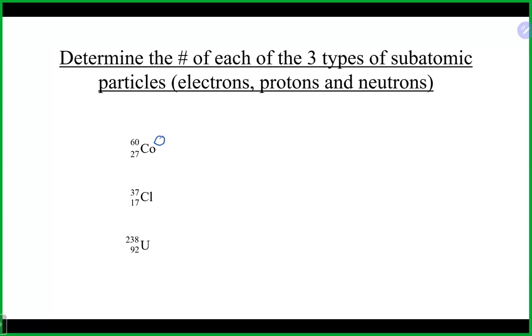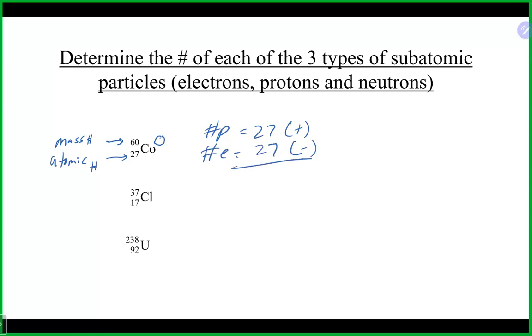So again, remember that the top number here is our mass number. Bottom number is our atomic number. So our number of protons in this case should be how many? 27, which is equal to our atomic number. Because this again is neutral, there is no charge, our electrons should also then be 27 to balance it out, right? Because 27 positive things plus 27 negative things gives us no charge.